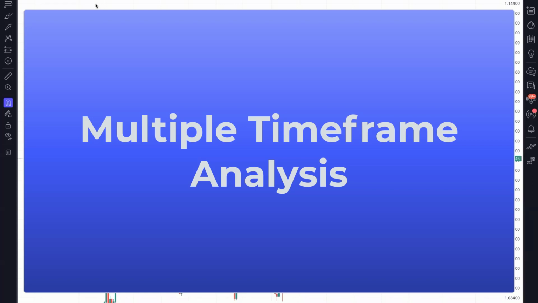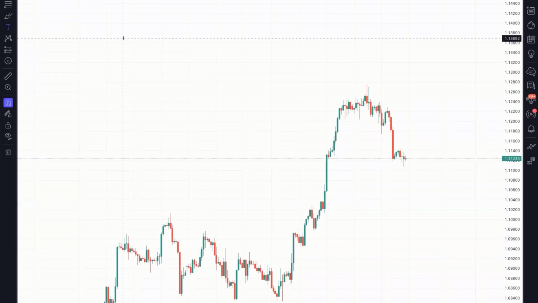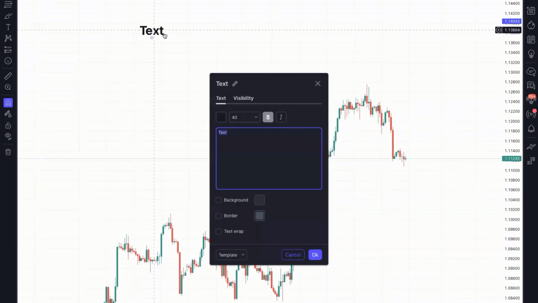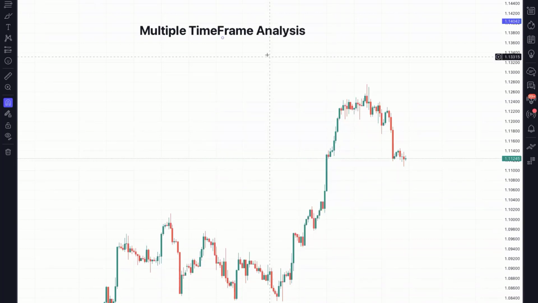Today we will be looking at multiple time frame analysis. Multiple time frame analysis.